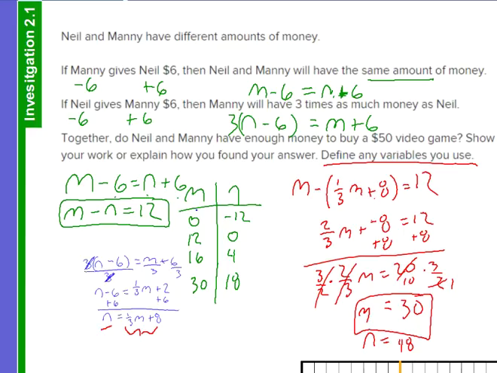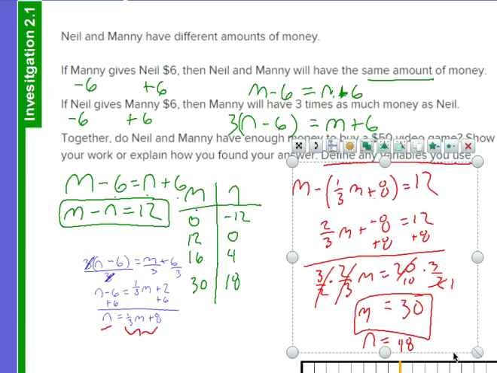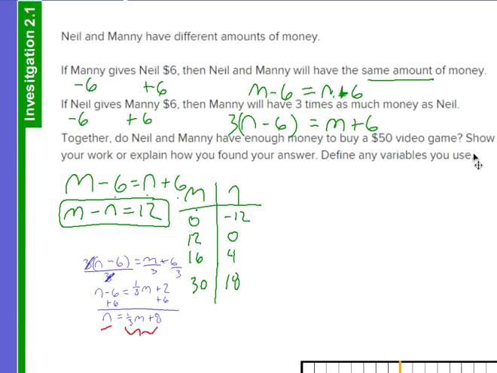Last one, this is my personal favorite way, and this is how I would go about solving this problem. This is called the elimination method. And the elimination method requires standard form. So I know that I have m minus n is equal to 12. And I also have, over here, I need this in standard form.